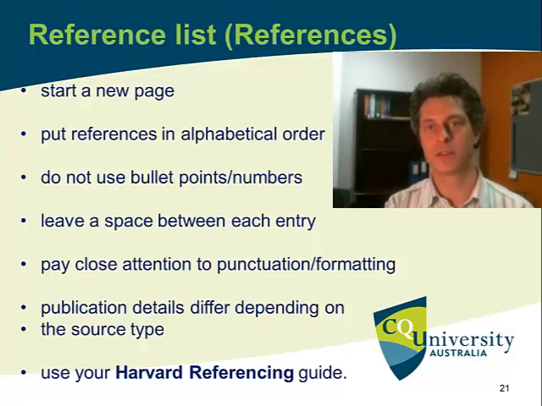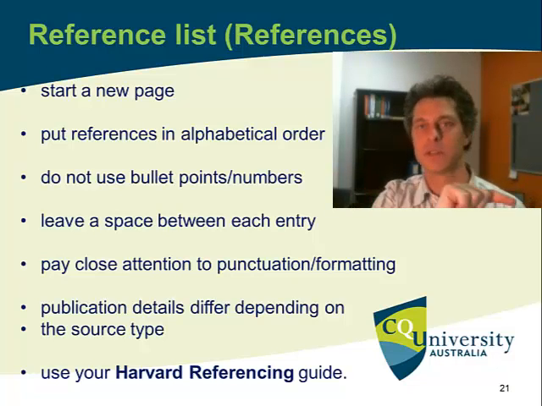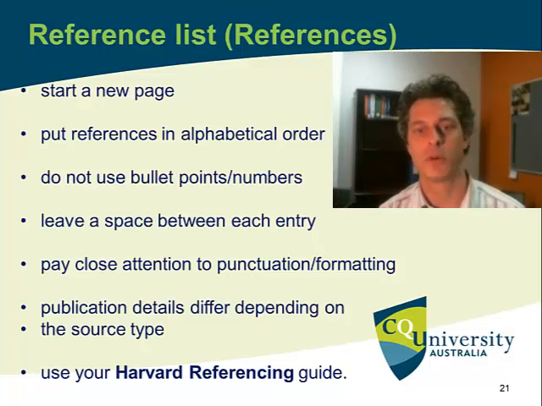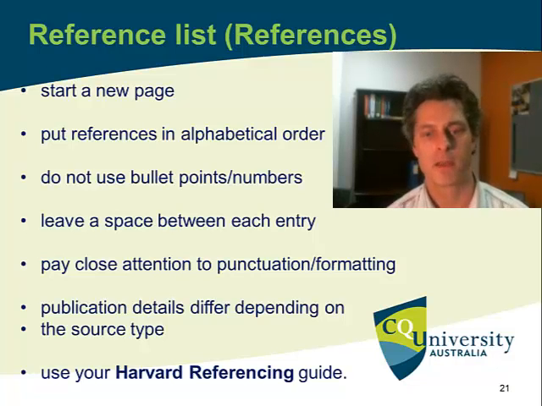The reference list starts a new page, goes in alphabetical order on the vertical, not on the horizontal. Never change the order of the authors as they appear in your sources. Only do the alphabetical on the vertical lines. No bullet points, leave a big space between each entry. Look very closely at the punctuation and formatting. I tried to bring that to your attention previously.